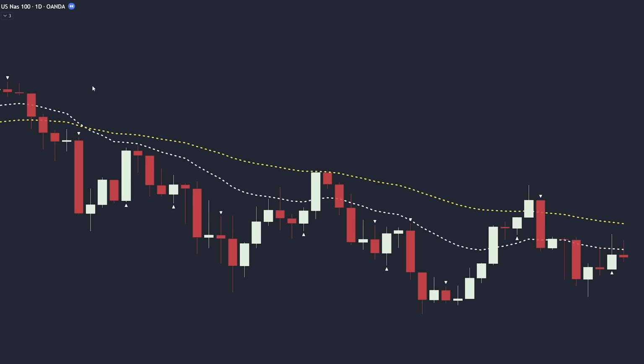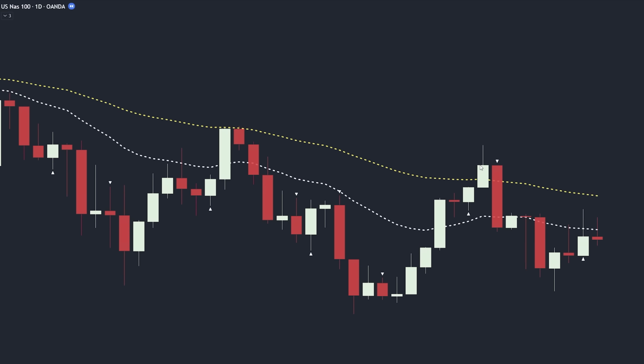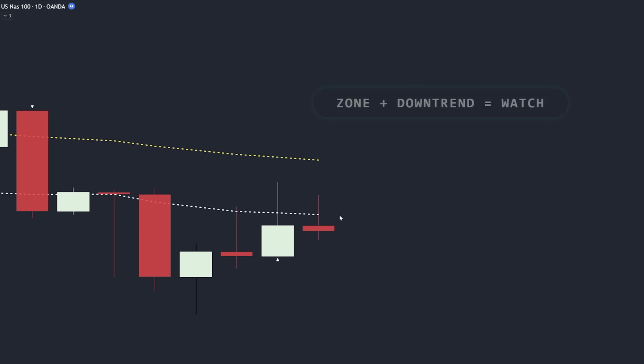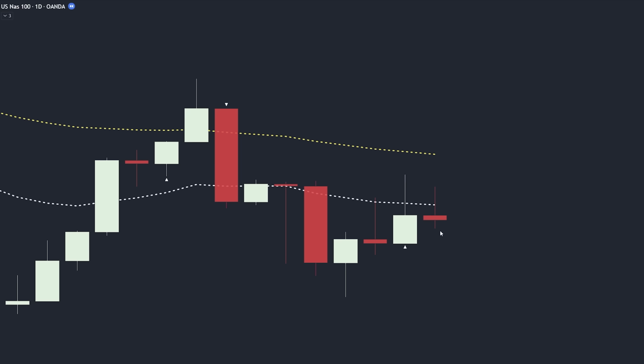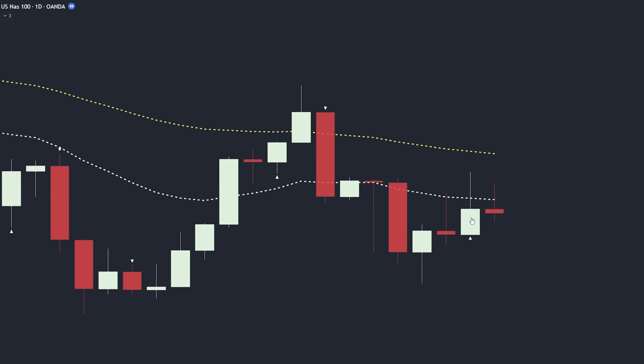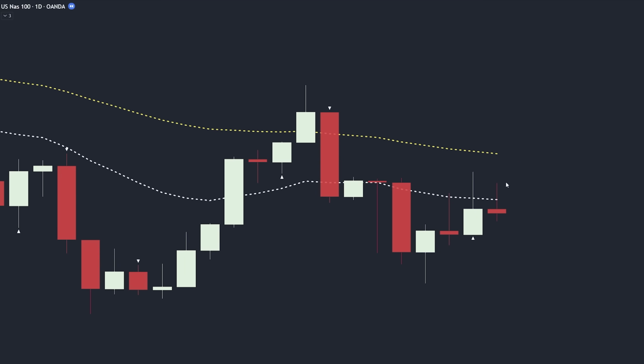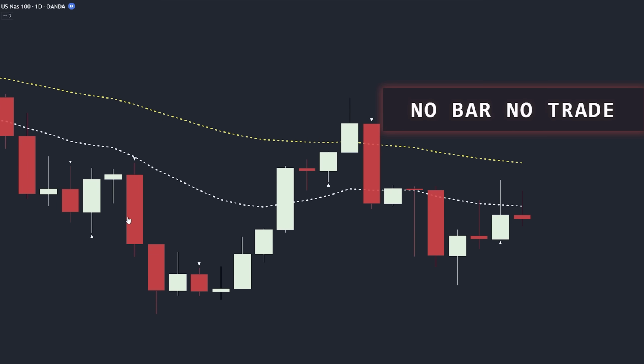Then NAS daily, strong downtrend. The two lines aligned and sloping down. Price has bounced up and is sitting right inside the band between the 20 and 50. Yesterday's candle is a small red candle, but no outside bar. This one goes on the watch list.